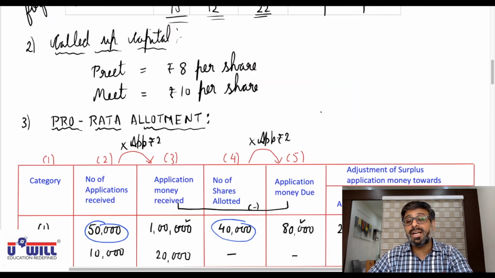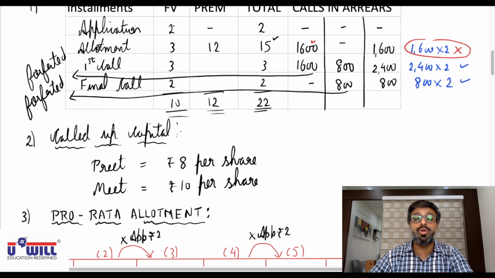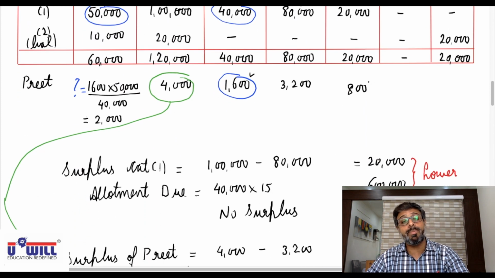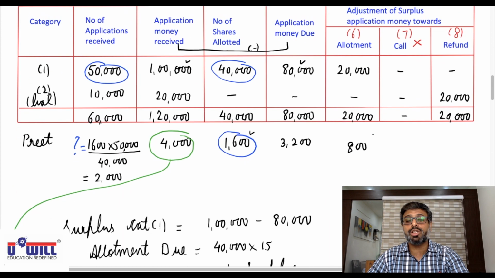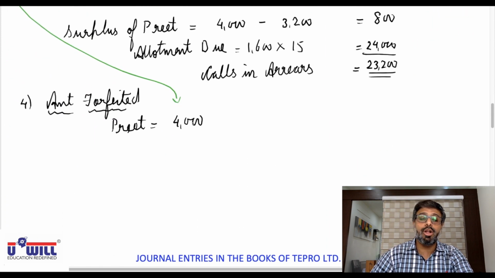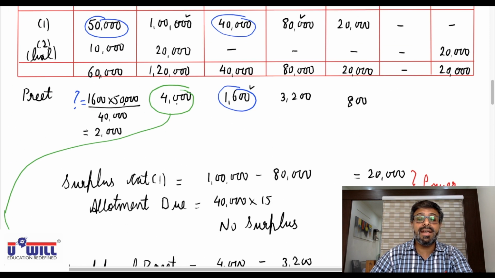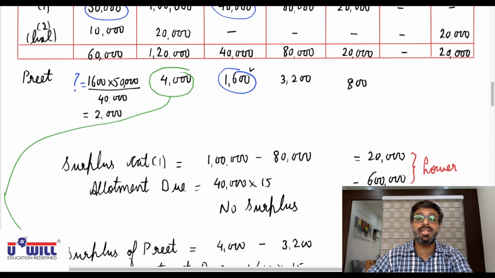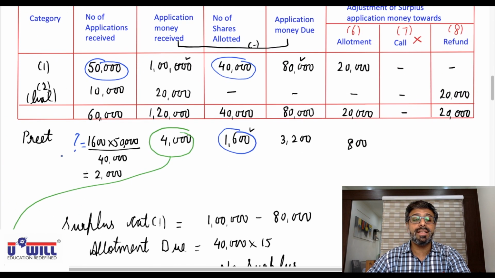You cannot cross multiply for Preet 1600 into 2, because he has not only paid 1600 into 2, 3,200. He has also paid 800 of allotment, which was the surplus money. So 3,200 of application plus he has also paid 800 of allotment. That also comes to 4,000. Directly take from here 4,000. For Meet, traditional calculation. What traditional? Meet is not included in these calculations here.